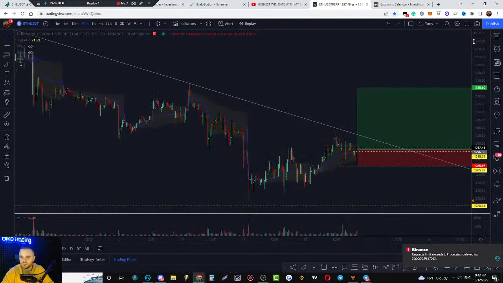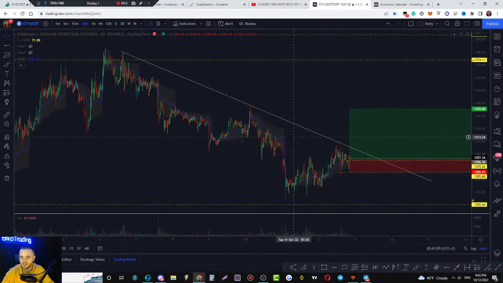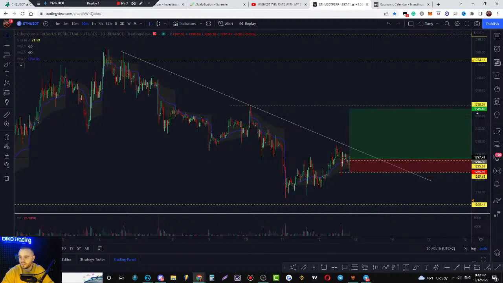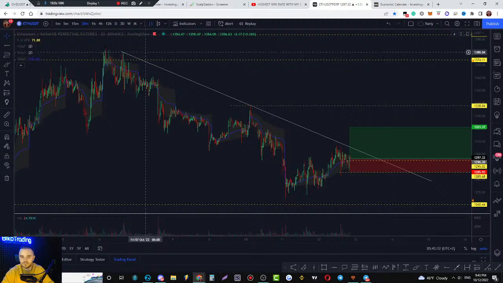About Ethereum, guys, what do we do about Ethereum? Ethereum take profit is here. Just set one take profit here at below 1338, nearly that area. Also, you can cover some small part if price reaches this area, 1320. That's it.